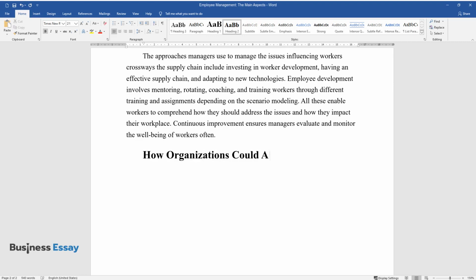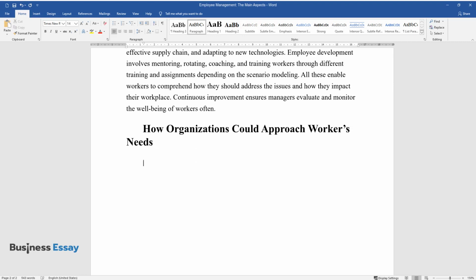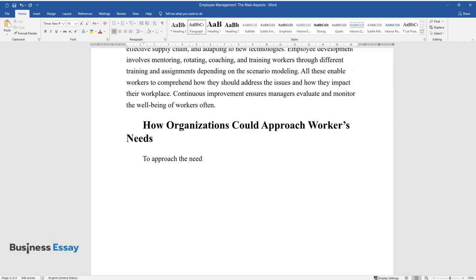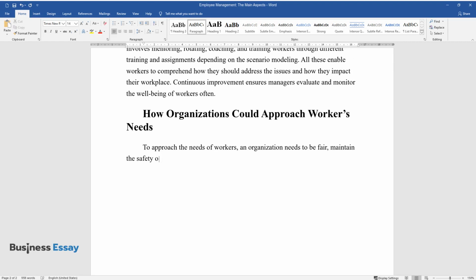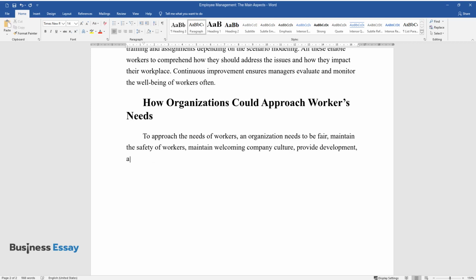How organizations could approach workers' needs. To approach the needs of workers, an organization needs to be fair, maintain the safety of workers, maintain a welcoming company culture, provide development, and personalize worker needs since every worker has a different urge for needs.